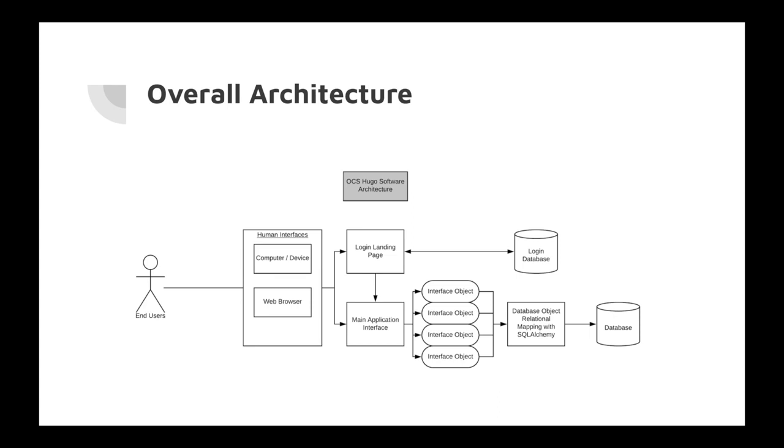This is a high-level look into the architecture and function of OCS Hugo. An end user will use a device with a web browser to access Hugo. A login page will load, and necessary credentials must be given for the user to be allowed to use the application. All credentials, usernames and passwords, will be stored in a login database.